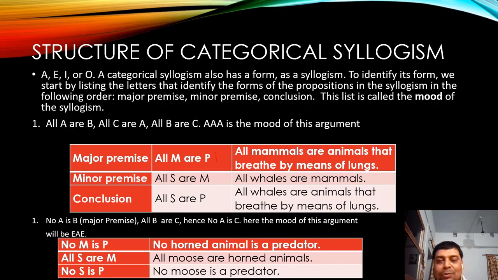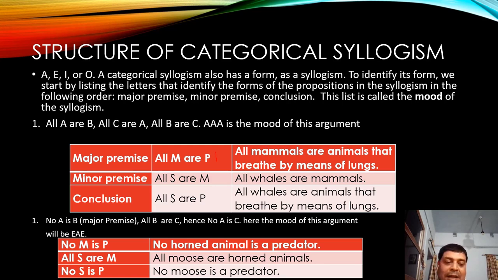Now I will tell you how they are represented. The first one is all A are B. All A are B means it is a universal affirmative. Now all C are A, again a universal affirmative, and all B are C, again a universal affirmative. So the mood of this argument will be AAA.